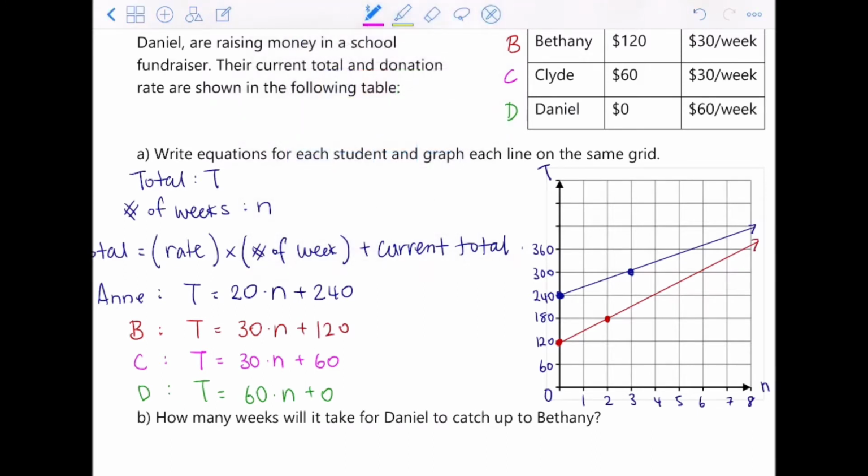So we're starting at 60 now. It goes up by 30. Same thing, you need 2 30s to make 60. So right here. Connect those points. And then lastly, Daniel, we're starting at 0. And we're going up by 60. So this time it's easy to plot. We can just go 1 up, 1 right, 1 up, 1 right. Oops, like that.